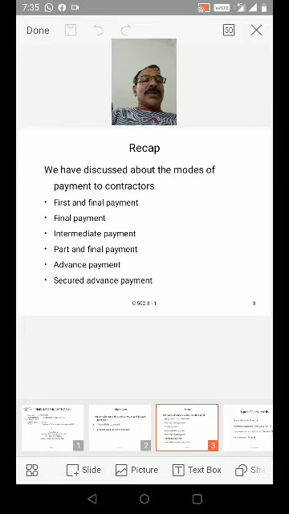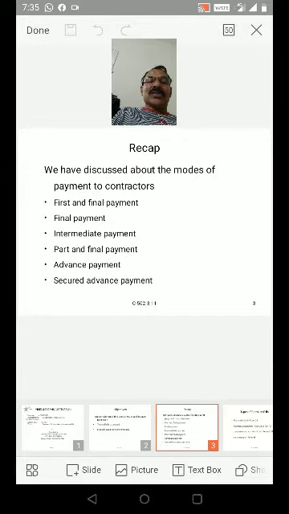The first and final payment form is used for making payment to the contractor, both for works and supplies, when a single payment is to be made on the completion of the whole work. So this form is first and final payment.